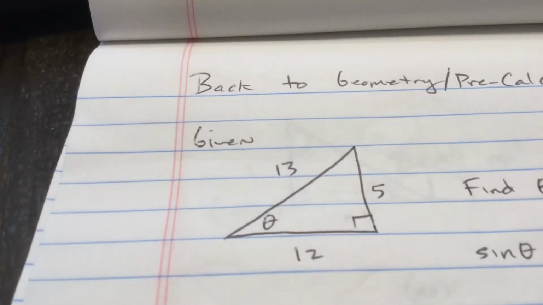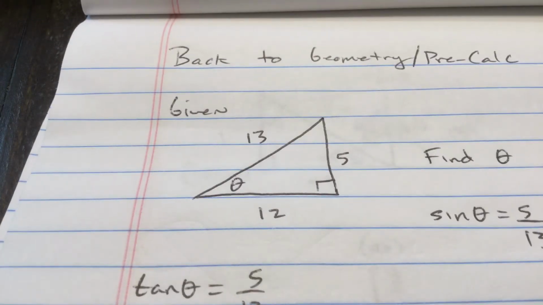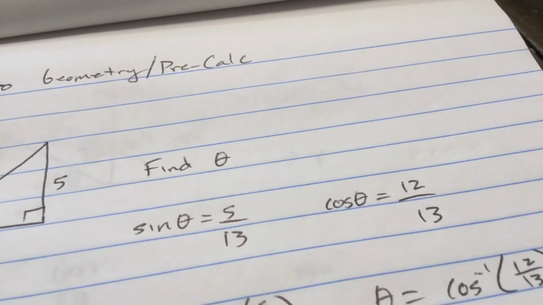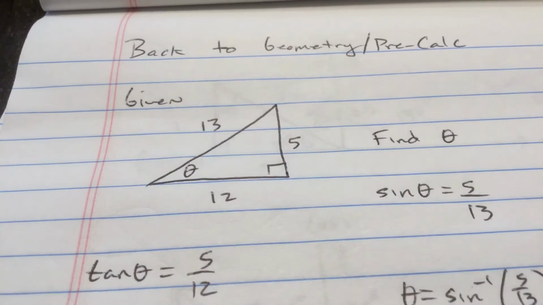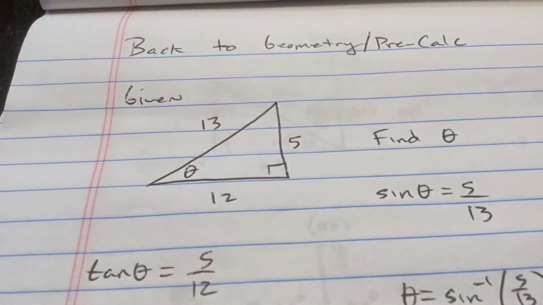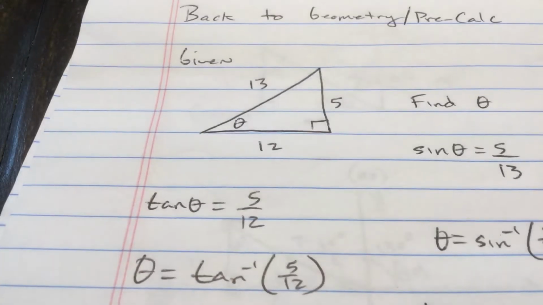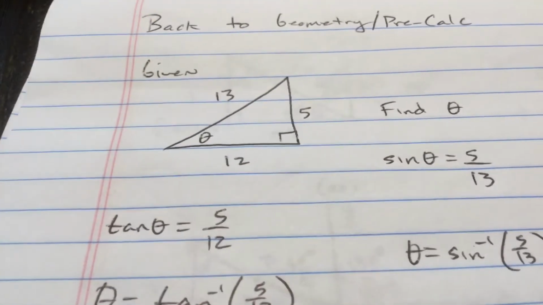I don't know if you did this in geometry. It'd be a little bit harder geometry, but definitely pre-calculus. Here's a right triangle, 5, 12, 13. You definitely did that in geometry. Find theta. So you know that sine of theta is opposite over hypotenuse, 5 over 13. Cosine of theta is 12 over 13. And tangent of theta is 5 over 12.